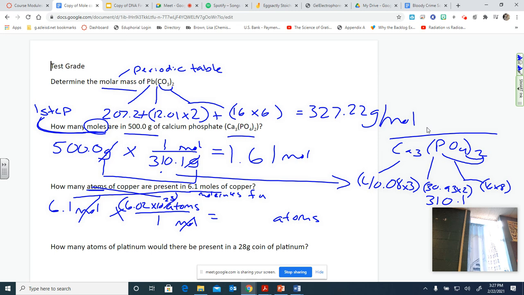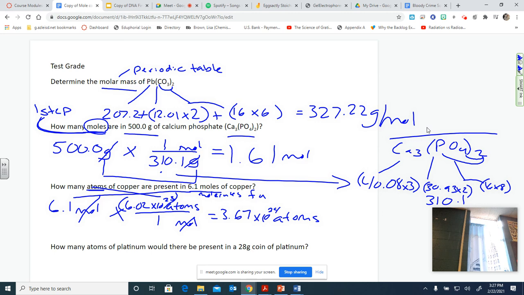So I'm going to put in 6.1 times parentheses 6.02 times 10 raised up to the 23rd, closing it, close my parentheses, enter. I should get a big number. You just multiplied by a big number, so it should be a big number. 3.67 times 10 to the 24th.